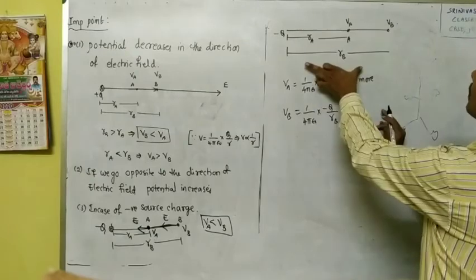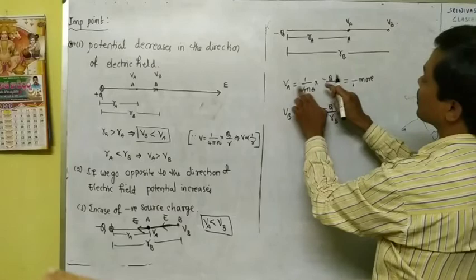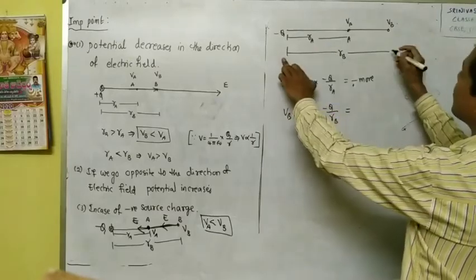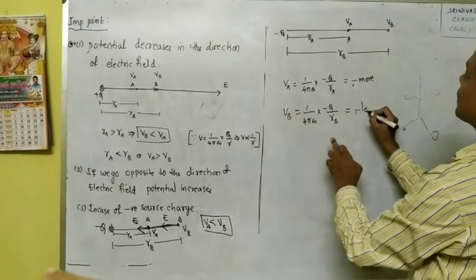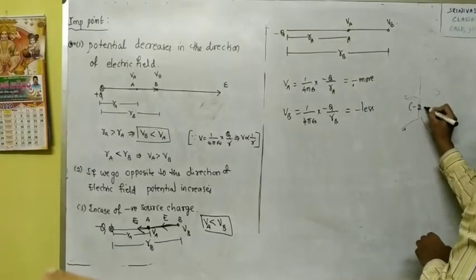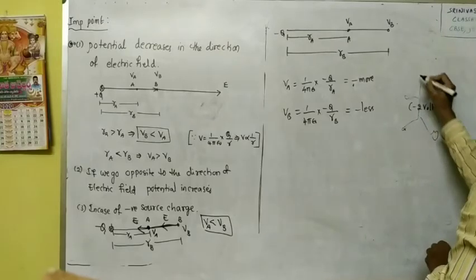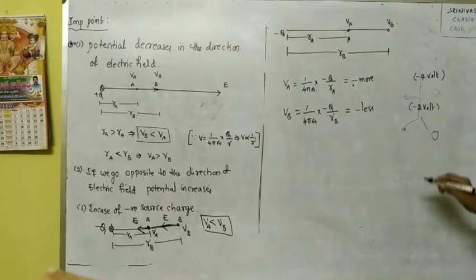Here RB is, sorry, RA is less. That's why it is more. RA less means VA you will get more. Here RB is more. More means this is less. You will get the less. Here, for example, this is minus 2 volt and this is minus 4 volt. Okay, in these two, which is less, which is more, we will write.